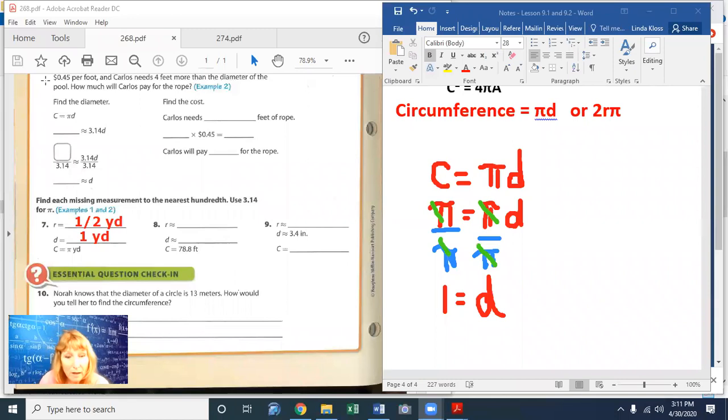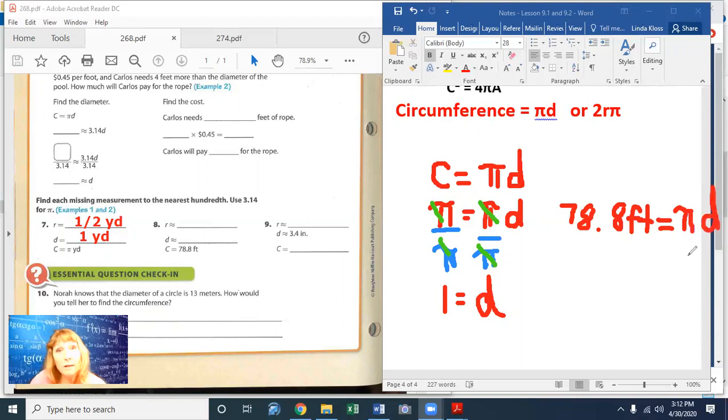Okay. Number 8, we're going to do the same thing. We're going to plug in what we know. So this time the circumference here is 78.8 feet. And because I'm doing 2 sections, this video might be a little longer than some of the other ones. So if you need to watch half of it and then wait and watch the other half, go ahead and do that. 78.8 feet is equal to pi times the diameter again. And you'll get the familiarity with this pretty quickly.